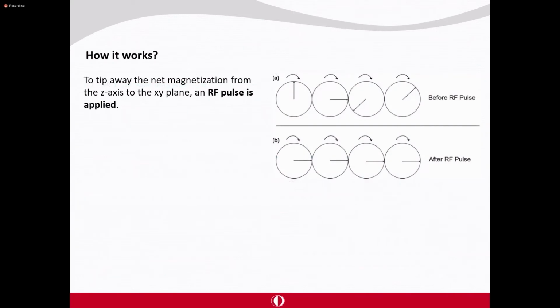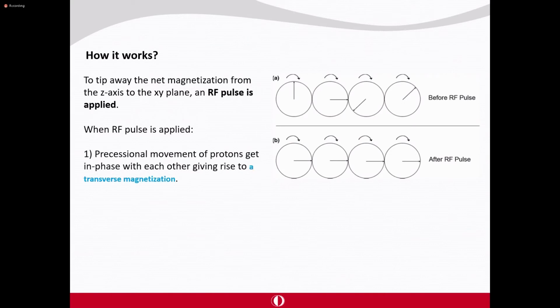To tip the net magnetization away from the Z-axis to the XY plane, usually we apply an RF pulse. And when an RF pulse is applied, the precessional movement of the protons gets in phase with each other, giving rise to a net transverse magnetization.